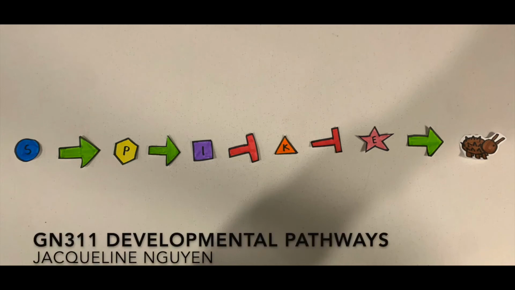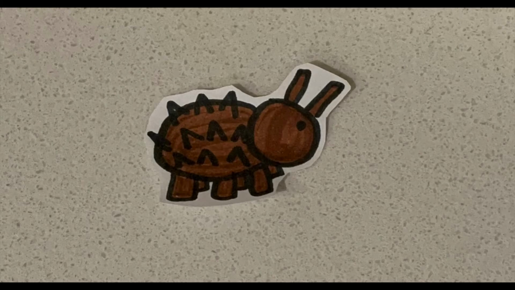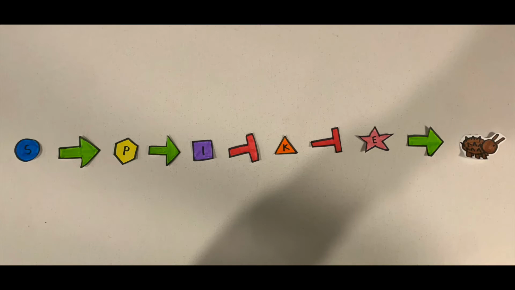My name is Jacqueline Nguyen, and today we'll be looking at a hypothetical developmental network of spikes in certain cells of the ectoderm of the spiny beetle. However, not all cells in the ectoderm have spikes, some are smooth. The developmental network shows how genes interact with one another to cause things to happen in an organism.